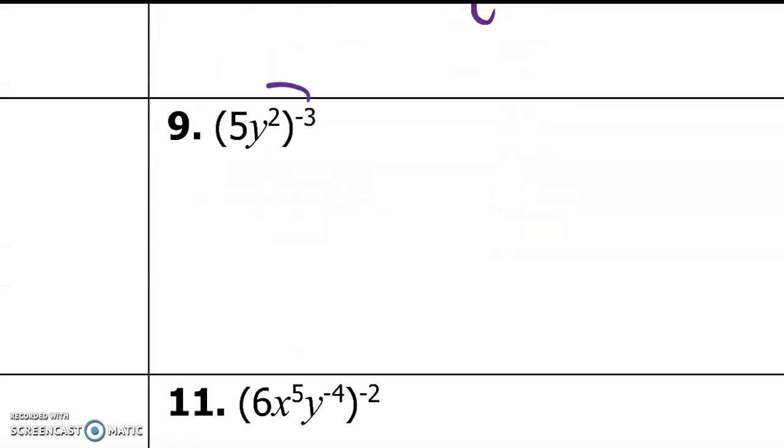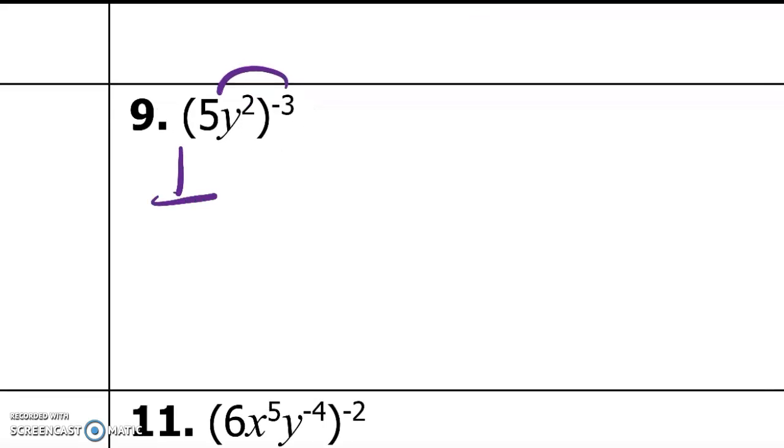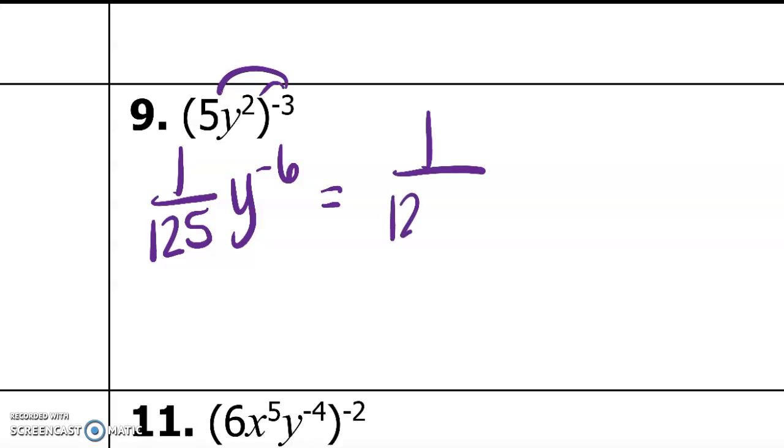Number 9, 5 to the negative 3. Again, when you type that into your calculator, it's going to give you a decimal, so you need to be able to change that to a fraction. You also can just do 5 to the positive third and get 125, but then you have to remember that goes to the bottom because it's a negative exponent. Then we would have y to the negative 6. So we would have 1 left on the top, 125, y to the positive 6 on the bottom.